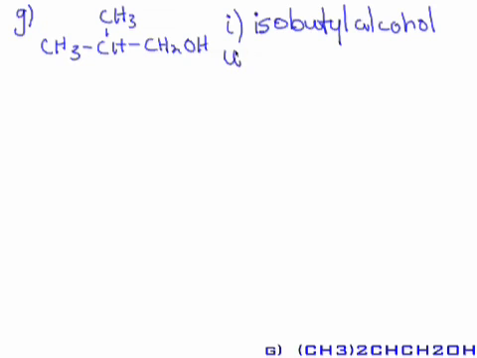The IUPAC name is the longest carbon chain with the highest priority group on. 1, 2, 3. This is a propane with an alcohol. Drop the E at OL. It's a propan-1-ol, and at the second carbon we have a methyl. This is a 2-methylpropan-1-ol.